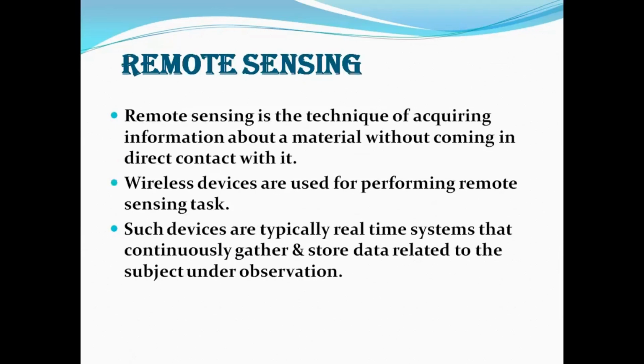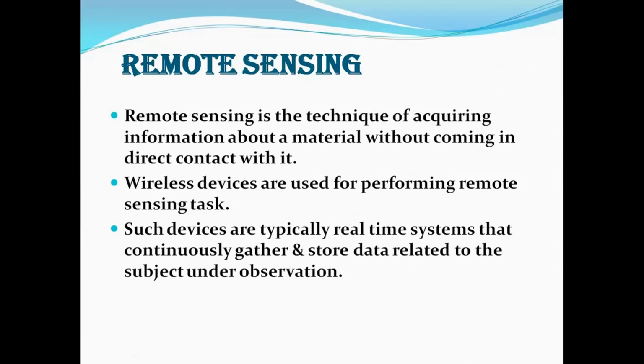Next is remote sensing. Remote sensing is the technique of acquiring information about a material without coming in direct contact with it. This means that if we want some information without going here and there, the remote sensing system will catch our required information about that particular material.